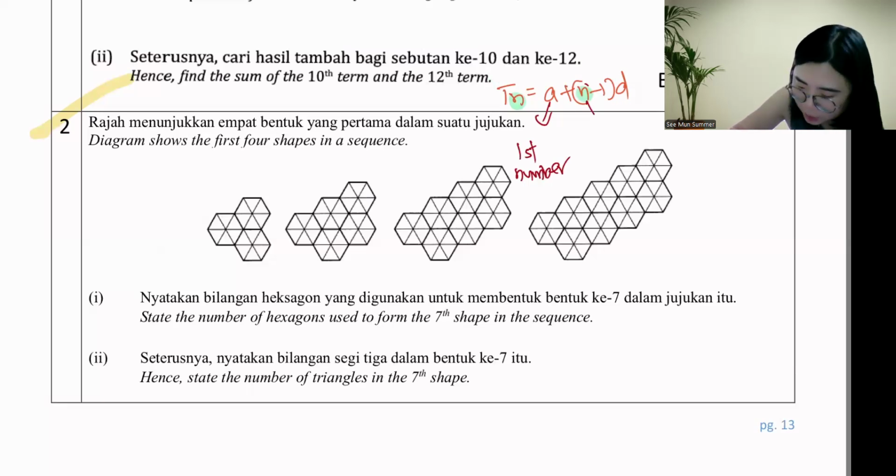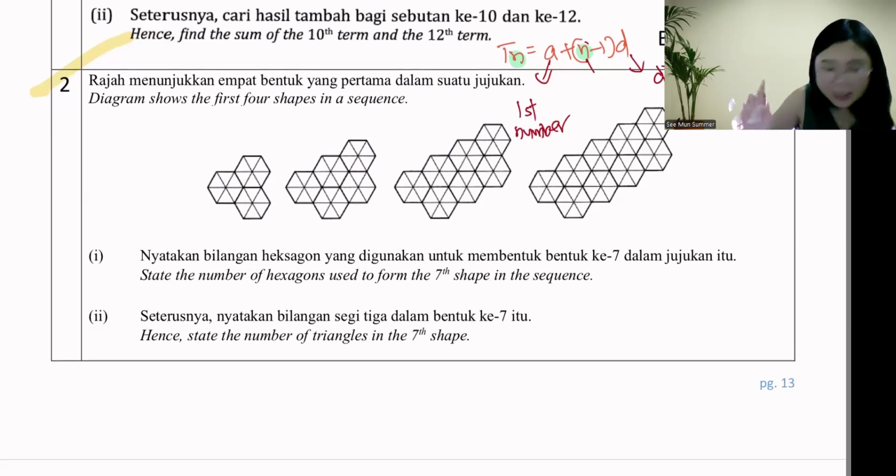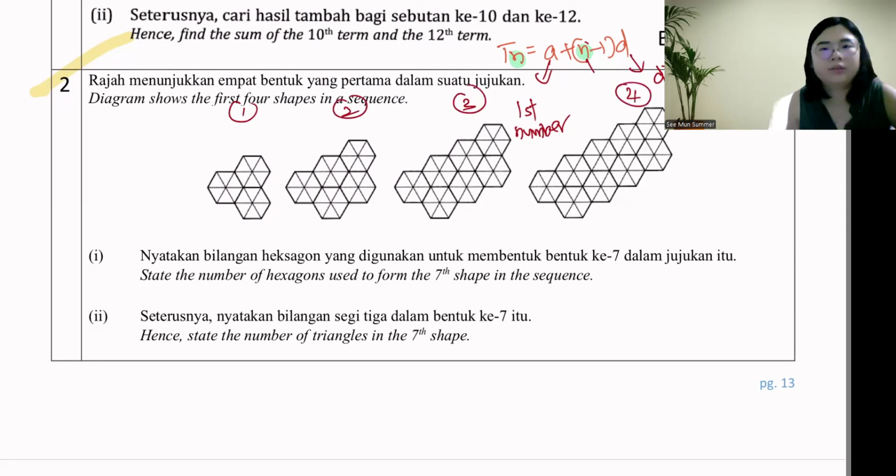And then next, we need to know what is d. d is the difference. So you need to subtract and find the difference. For example, later I will show you how. Okay, let's try. They say these are the first shape. So n equals 1, n equals 2, n equals 3, n equals 4, which is T1. Normally, I will write T1, T2, T3, T4. Also, n equals 1, 2, 3, 4.